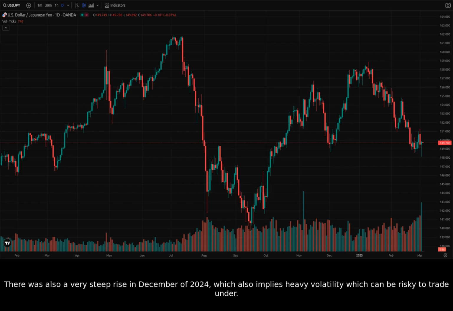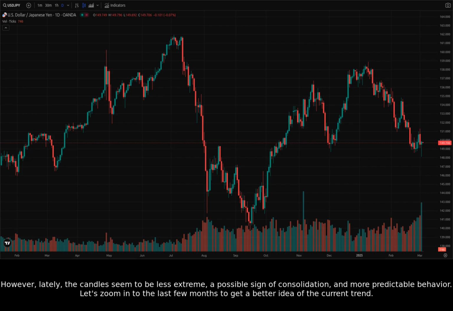There was also a very steep rise in December of 2024, which also implies heavy volatility, which can be risky to trade under. However, lately, the candles seem to be less extreme, a possible sign of consolidation and more predictable behavior. Let's zoom into the last few months to get a better idea of the current trend.